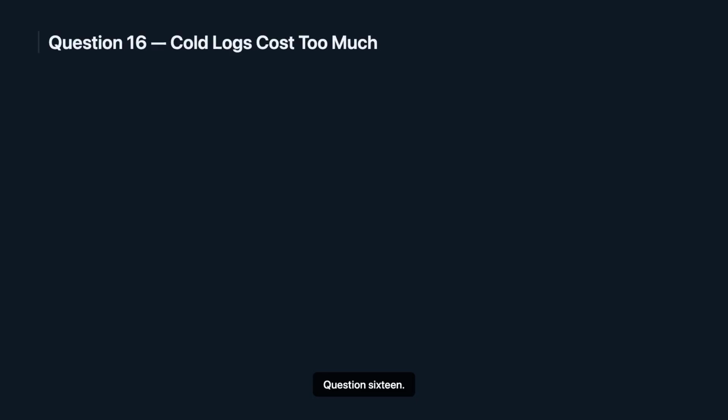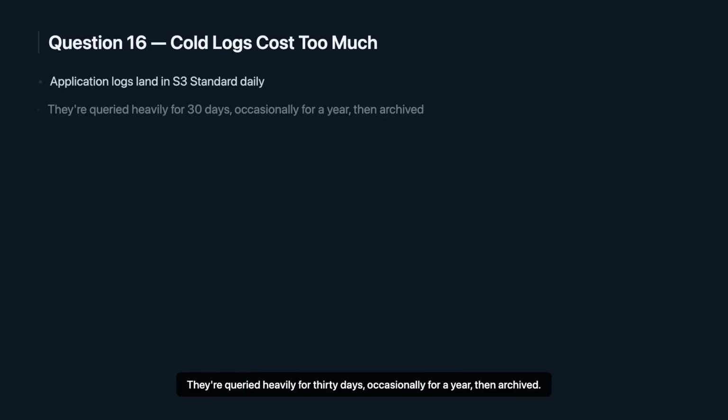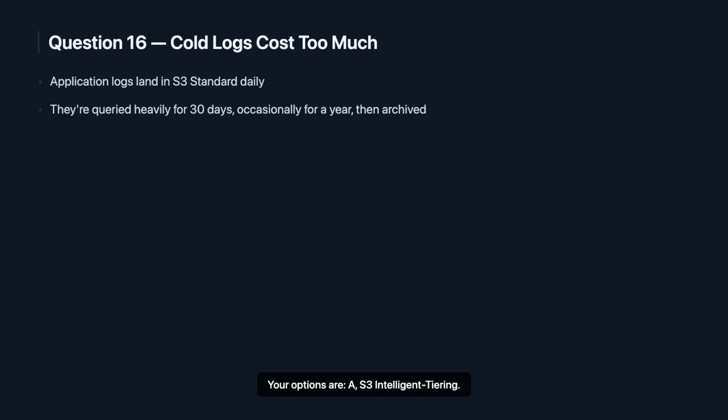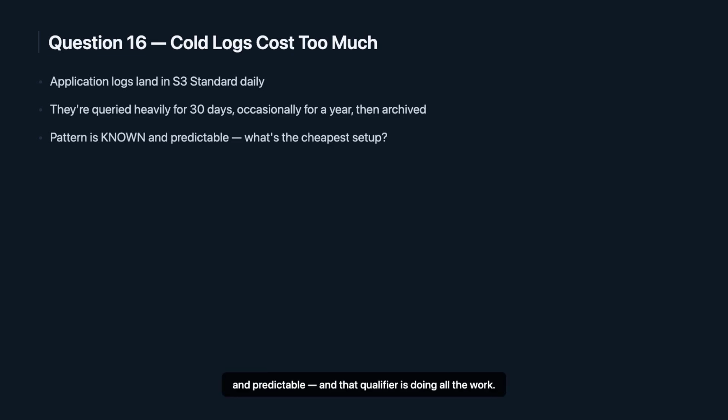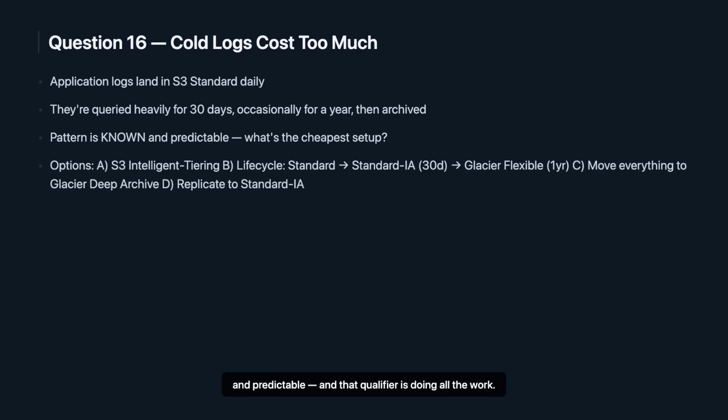Question 16. Application logs land in S3 Standard daily. They're queried heavily for 30 days, occasionally for a year, then archived. Your options are A. S3 Intelligent-Tiering. B. A lifecycle policy moving Standard to Standard-IA at 30 days, then to Glacier Flexible at 1 year. C. Move everything straight to Glacier Deep Archive. Or D. Replicate to Standard-IA. The access pattern here is known and predictable, and that qualifier is doing all the work.